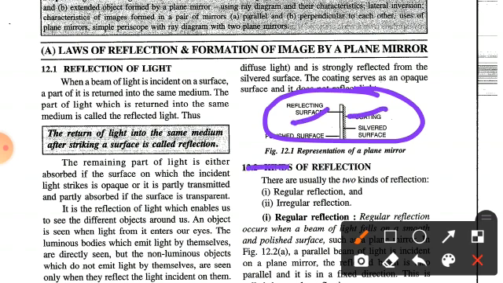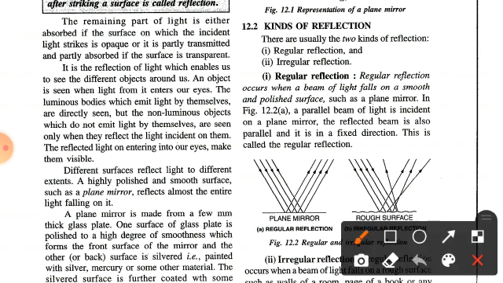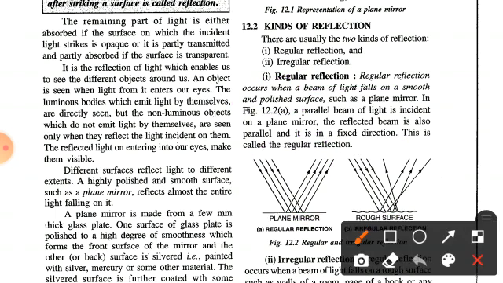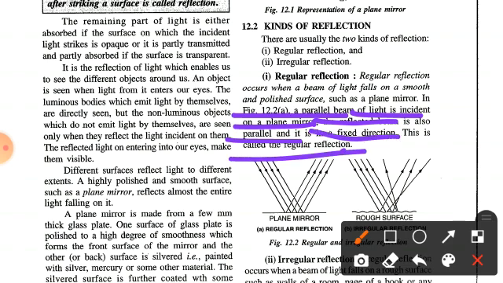Now we discuss the kinds of reflection. There are usually two kinds of reflection. The first is regular reflection and the second is irregular reflection. What is regular reflection? Regular reflection occurs when a beam of light falls on a smooth and polished surface such as a plane mirror. Here you can see in this figure, this is the plane mirror and this is your rough surface. In figure 12.2 you can see a parallel beam of light incident on a plane mirror. The reflected beam is also parallel and in a fixed direction. This is called regular reflection.